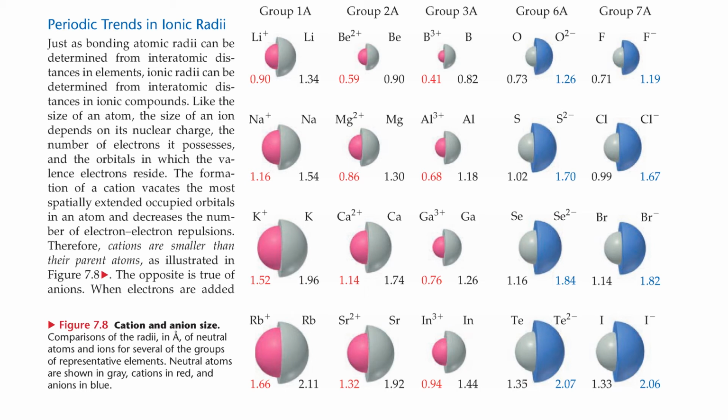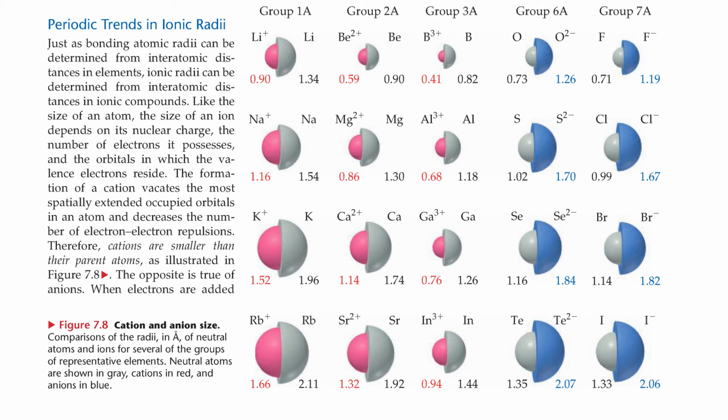Periodic trends in ionic radii. Just as bonding atomic radii can be determined by interatomic distances in elements, ionic radii can be determined from interatomic distances in ionic compounds. Like the size of an atom, the size of an ion depends on its nuclear charge, the number of electrons it possesses, and the orbitals in which the valence electrons reside. The formation of a cation vacates the most spatially extended occupied orbitals in an atom and decreases the number of electron-electron repulsions. Therefore, cations are smaller than their parent atoms, as illustrated in Figure 7.8.